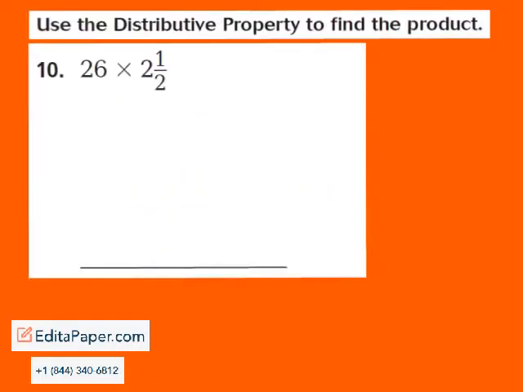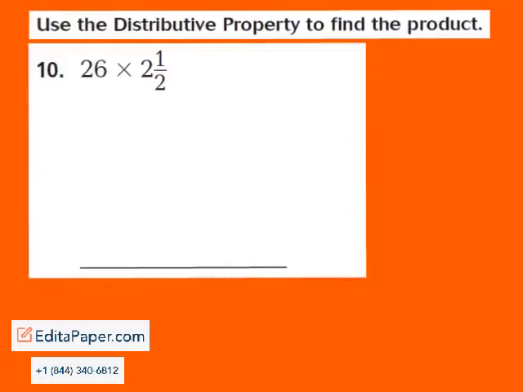Now let's take a look at question number 10. The directions for number 10 are a little different. This time they say use the distributive property to find the product. Now remember, using the distributive property means we're going to break apart this mixed number, the 2 1/2. So my first step is this: we're going to rewrite our expression, 26 times 2 1/2, using the distributive property.